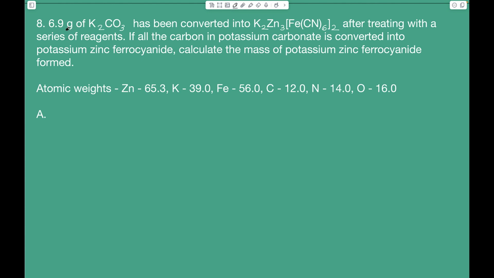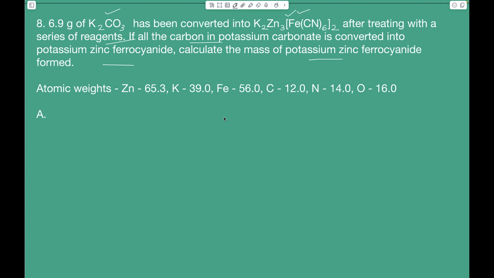This question says 6.9 grams of potassium carbonate has been converted into this complex compound after treating with a series of reagents, and we do not know what those reagents are. And if all the carbon in potassium carbonate is converted into potassium zinc ferrocyanide, that is this complex compound, calculate the mass of that complex compound.